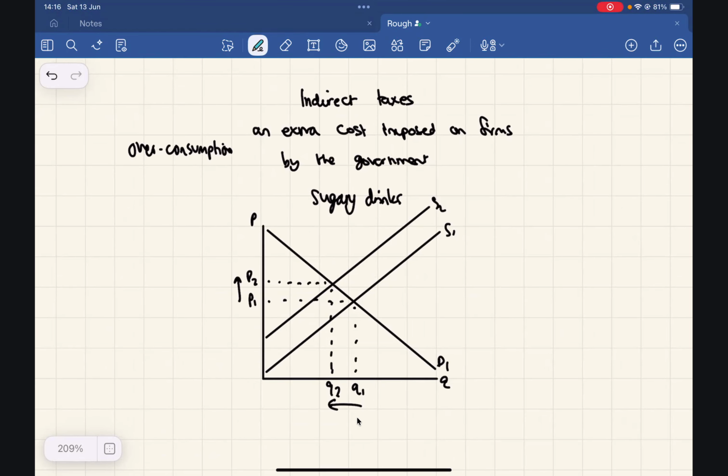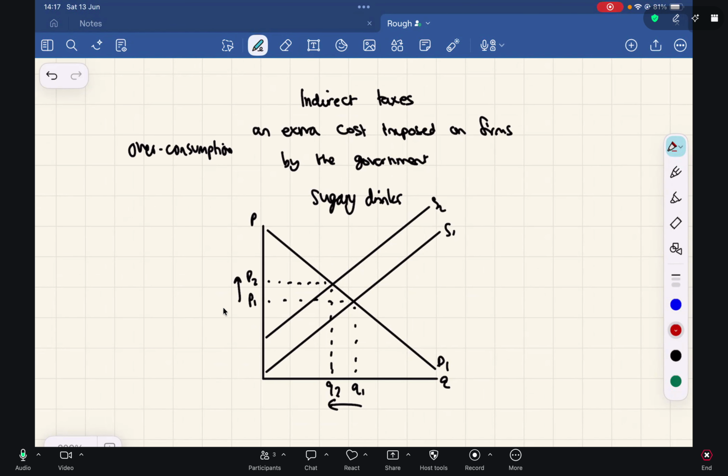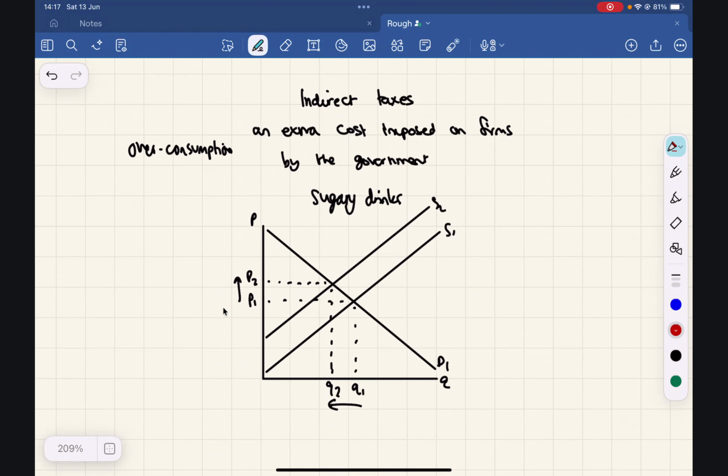So, the first thing we need to know is how much did they tax the good by? So, first thing is this is a real life example. The government introduced a sugar tax. I think it was 2018 when the government started a sugar tax. Do you know about the sugar tax?